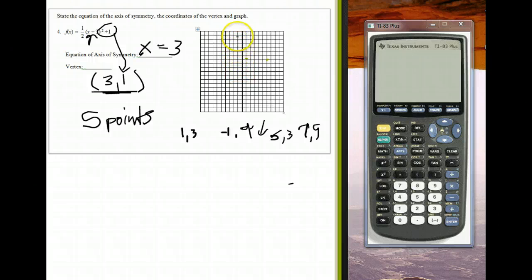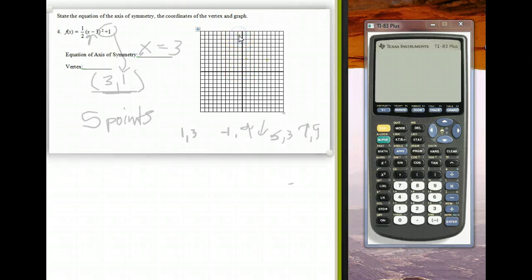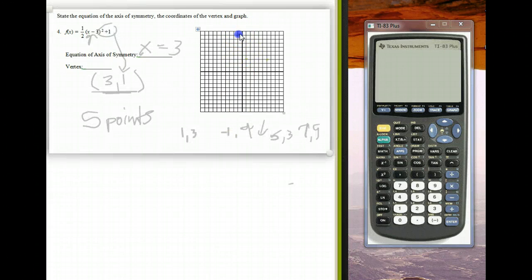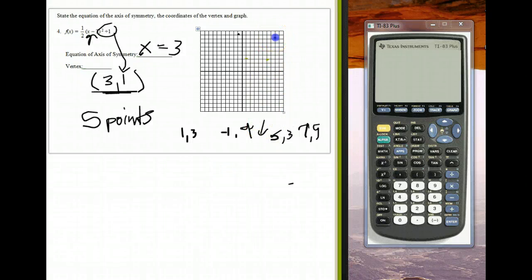6, 7, 8, 9. Wow, this is a pain. Anyway, you get the idea. And then I'm going to do 7, 9, 1, 2, 3, 4, 5, 6, 7, 8, 9. And then that's going to come up here and move everything. I'm not sure why it keeps wanting to do that, but let's move that up here.